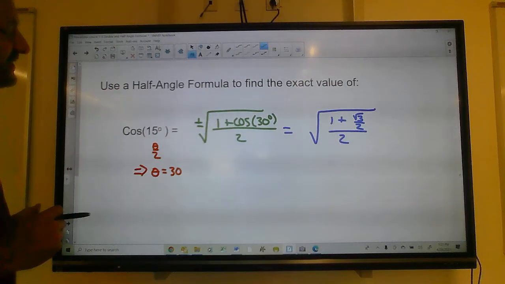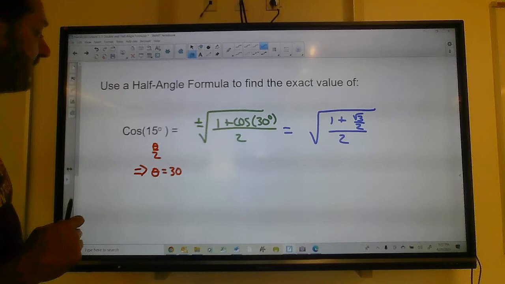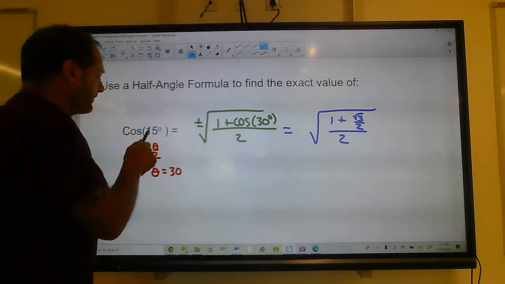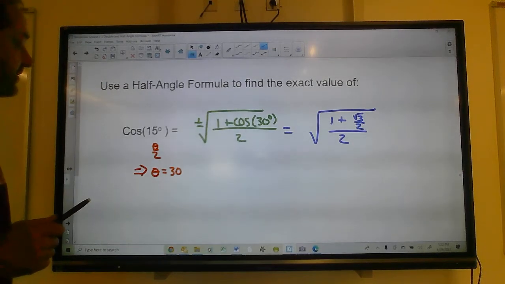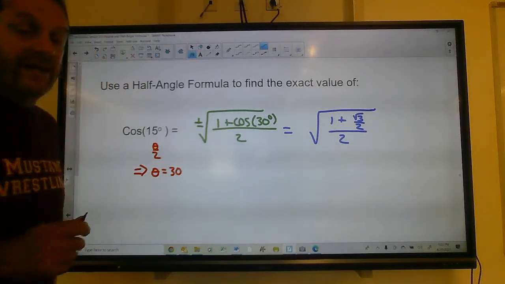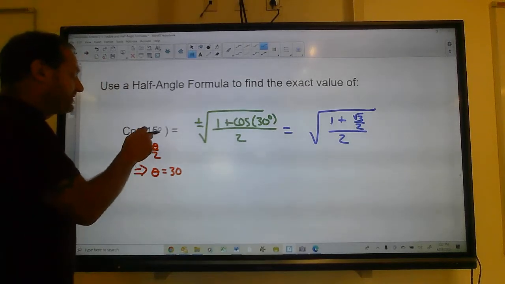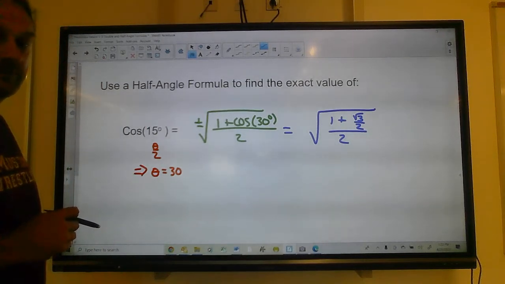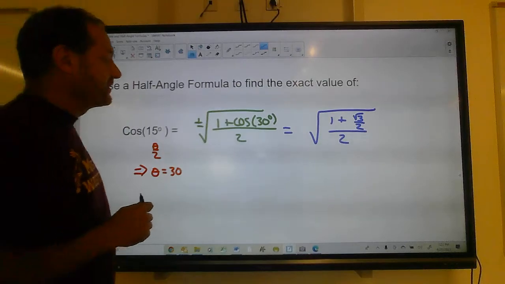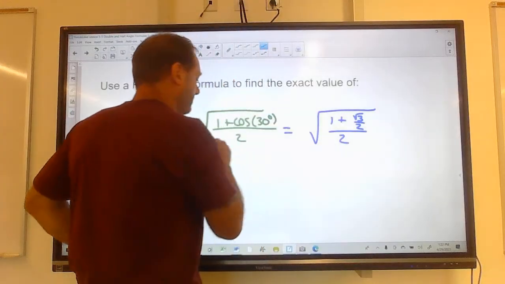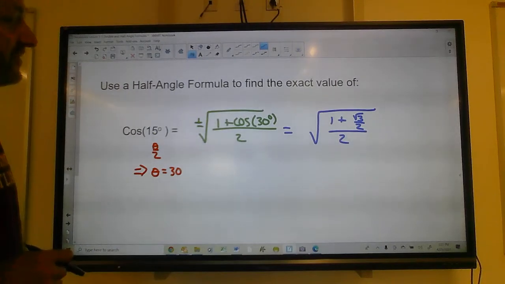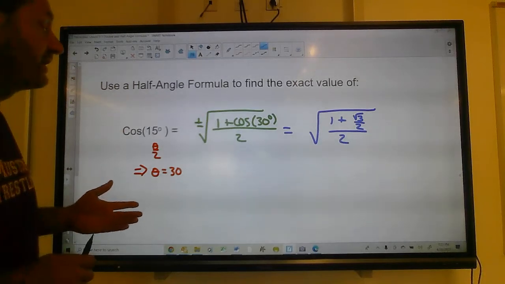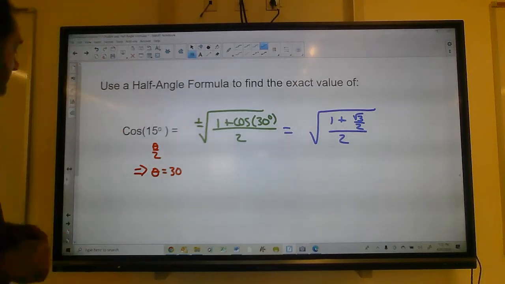Now the question is, is this thing positive or negative? Okay, 15 degrees is in the first quadrant, okay? And so remember, all students take calculus. It's got to be positive in the first quadrant. So this is going to be positive. I can just leave it positive, and I don't need the plus or minus anymore. There's my exact value. I really can't write that in any other way. I could put it in a decimal, but that would change the value.